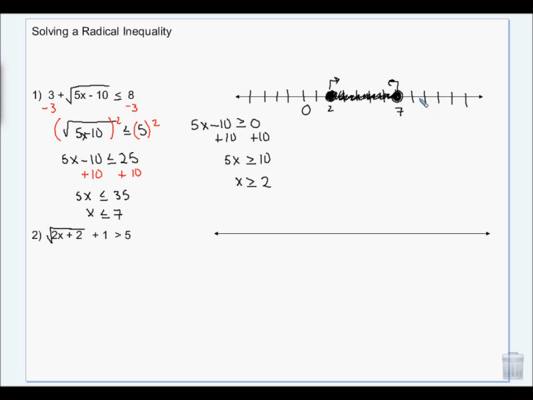And if I pick a number larger than 7, so let's say I'm going to pick 10, just because 10 is a nice easy number, I get 3 plus the square root of 40 is going to be less than 8. That's not true either. The square root of 40 is at least 2 times the square root of 10. It's going to be bigger. If you plug that into a calculator, it's going to be greater than 8, so it won't work.